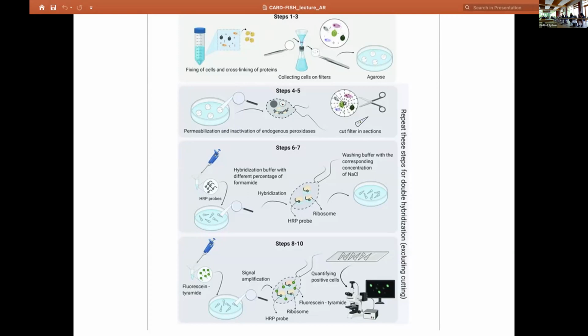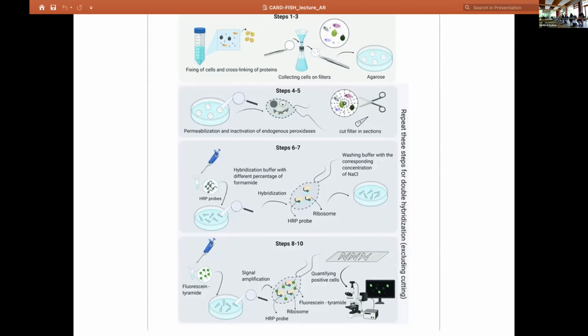Once you have this hybridization step done, there are some washing steps to remove the excess of the probe. And then you have all the ribosomes of your target organisms with the probe attached with the peroxidase. Okay, that's the washing. And then we do the amplification. Now we add the fluorochrome in the sample.